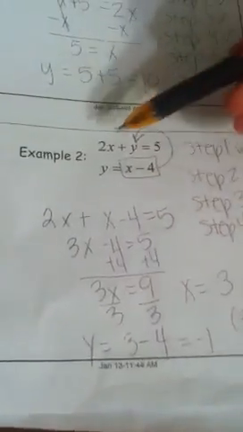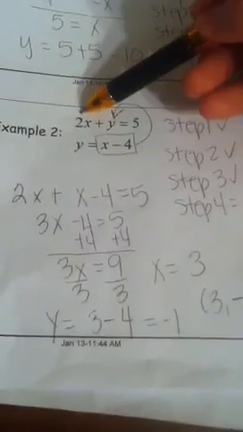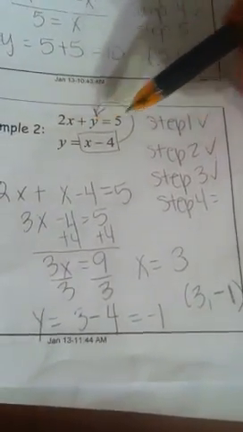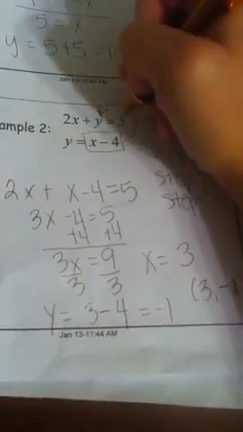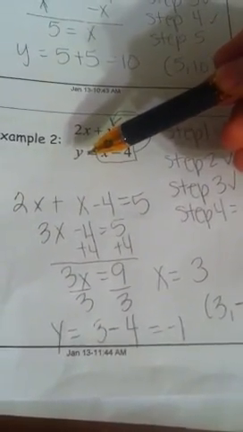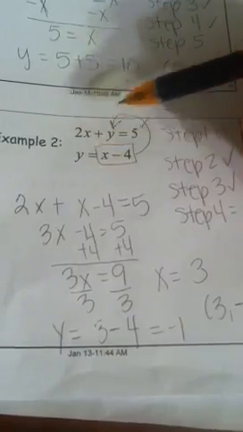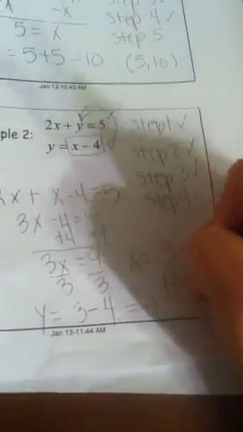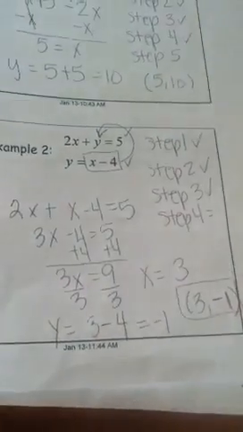Let's check to see if it works. 2 times 3 is 6. 6 minus 1 is 5. That checks out. We have y is -1, so is -1 equal to 3 minus 4? Yes. So this is true. That is our solution.